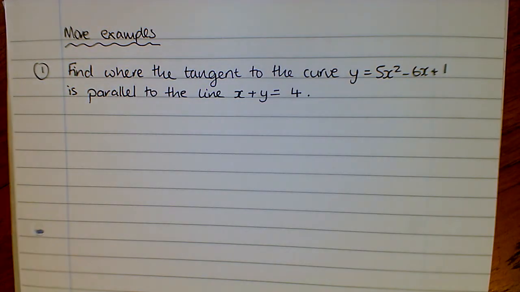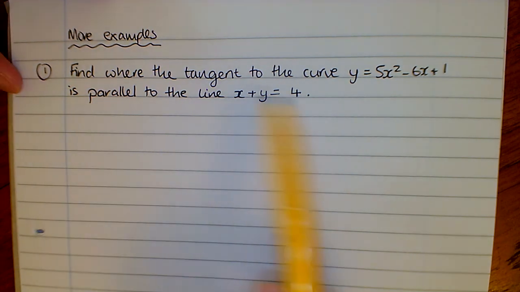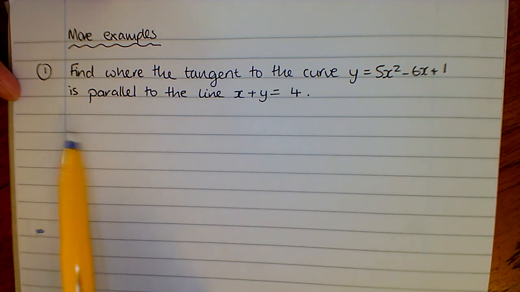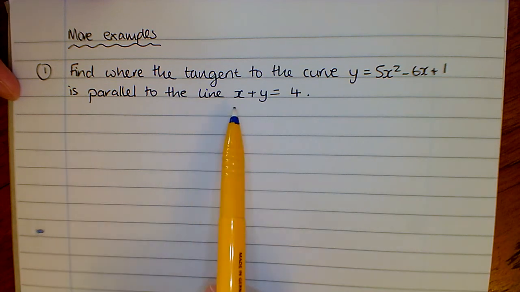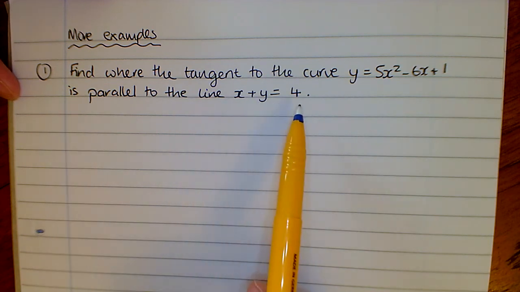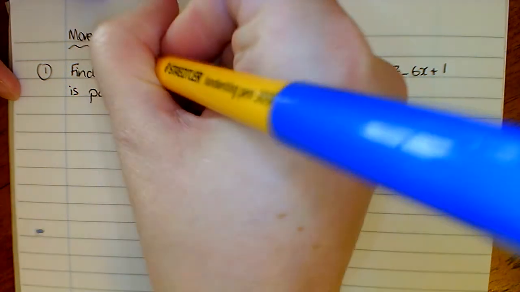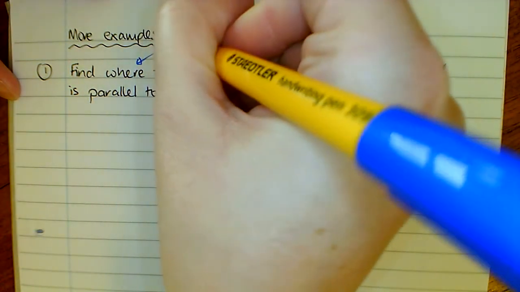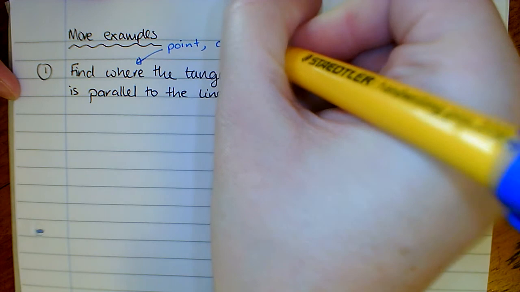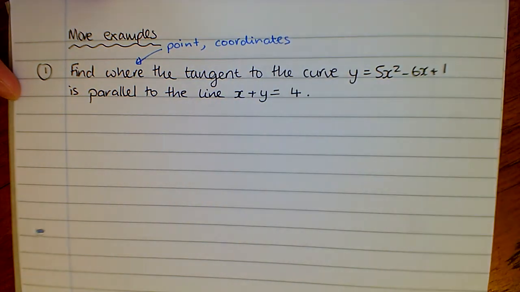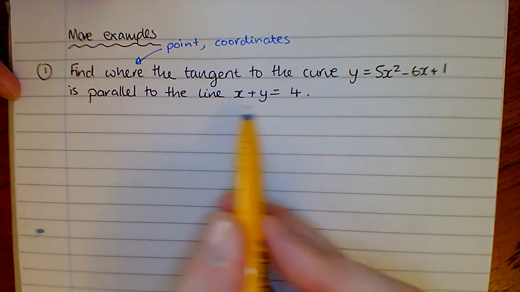Okay, we'll look at some more examples then involving tangents and normals, and these would be typical exam questions then. So find where the tangent to the curve y equals 5x squared minus 6x plus 1 is parallel to the line x plus y equals 4. So when it says find where, that's looking for the point. So your answer is going to be coordinates. Okay?